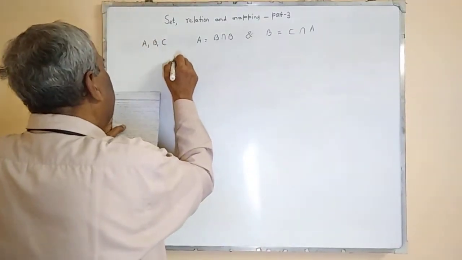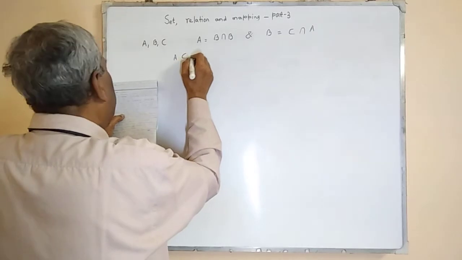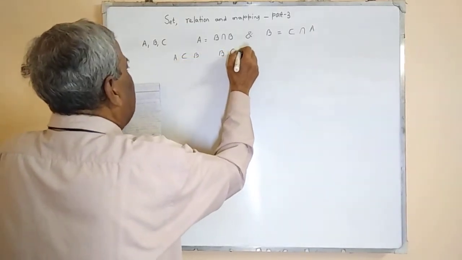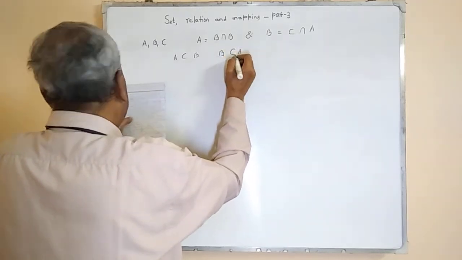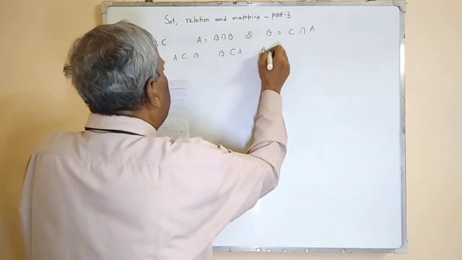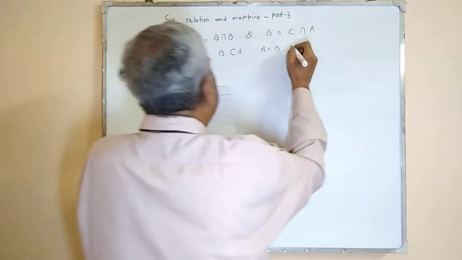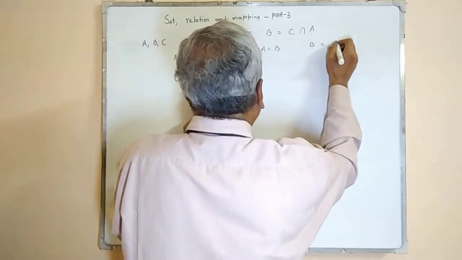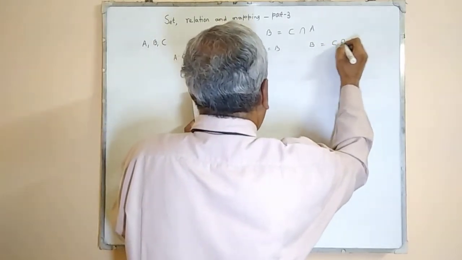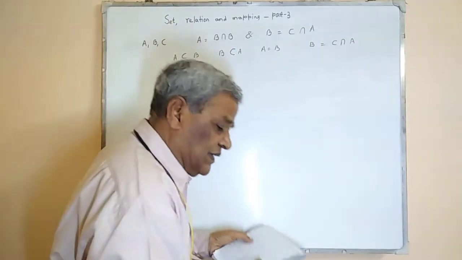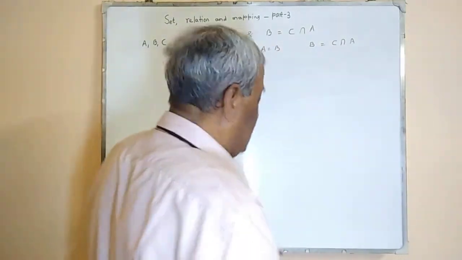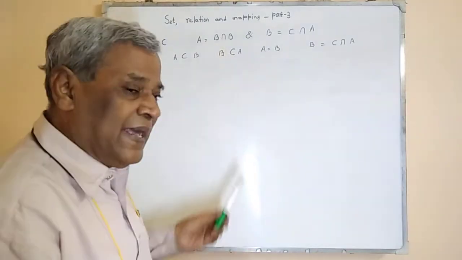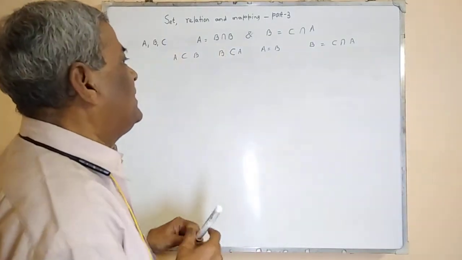Number one, A is a subset of B. B is a subset of A. A is equal to B, and B is equal to C meet A. These are the four options. From a Venn diagram, very easily you can solve it.